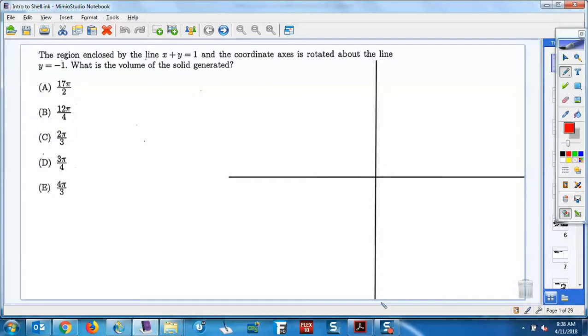Do that one in your notes here. See if we can get this set up, and go ahead and type it into your calculator and get the answer.